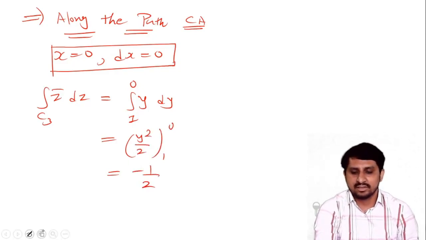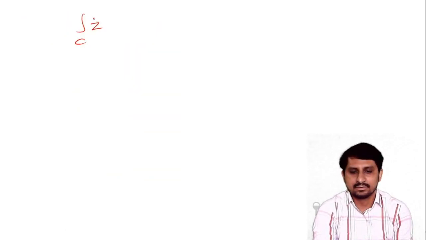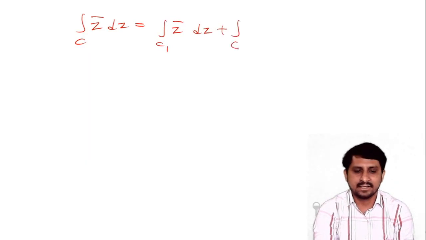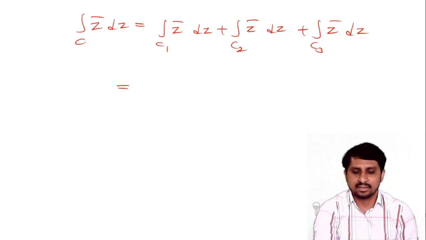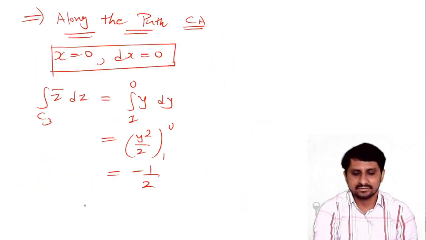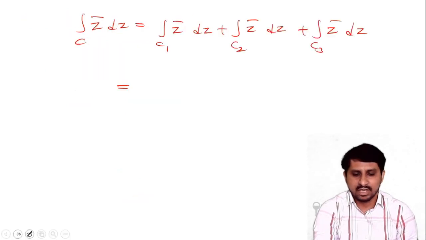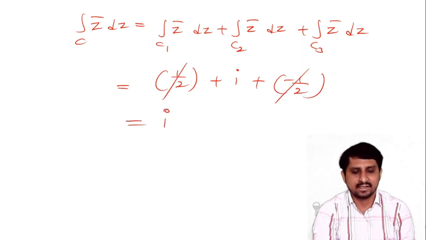So this is our value of integration for C3, and that's why we know that integration over C of z bar dz is equal to integration over C1 plus integration over C2 plus integration over C3. The integration of z bar along C1 is 1 by 2, then i, and then minus 1 by 2. So 1 by 2 plus i plus minus 1 by 2. These two cancel out. So the final answer is i.